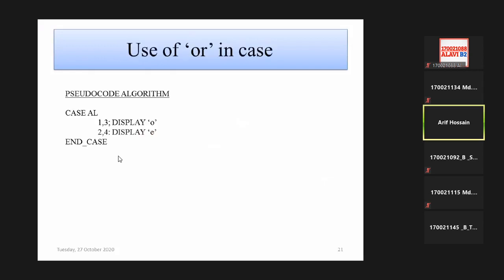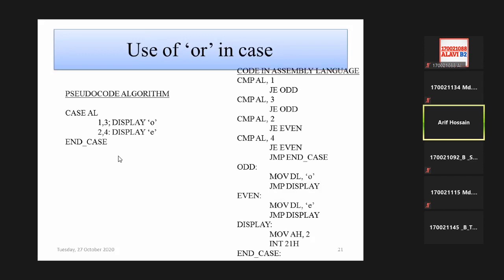Okay, let's move on. Now we need to use OR, like case AL. If in AL we have 1 or 3, we will display O, signifying odd. If we have 2 or 4, we will display E, that is even. Simple, you need to execute it with jump. So this is the code. You will need a lot of jumps actually. Look at the code and tell me whether you understood or not.